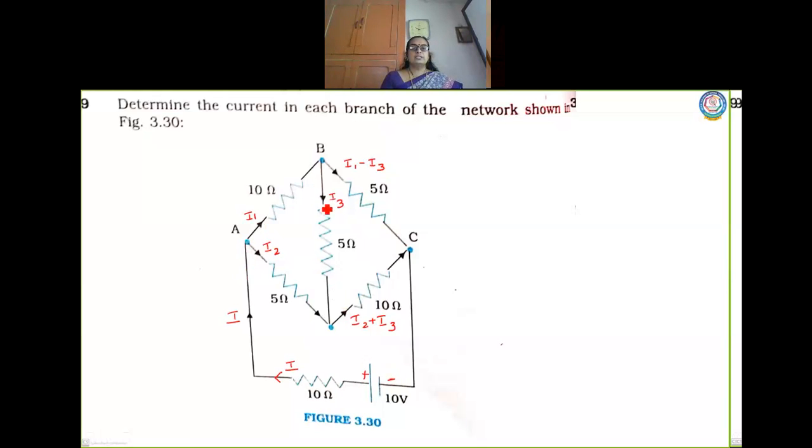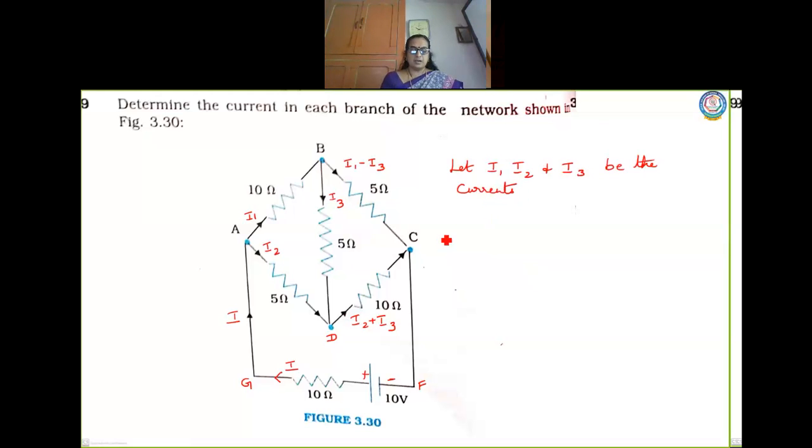Now the loop is already named A, B, C. This is D, here I have E, here F, and here it is G. Now let us solve the problem. Let us write the currents first. Let I1, I2 and I3 be the currents.